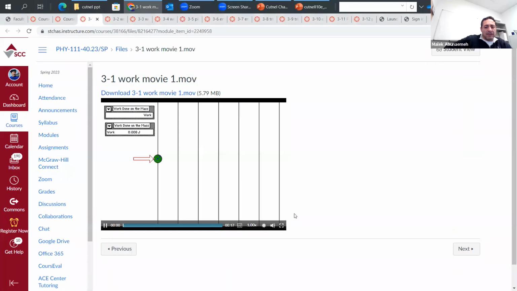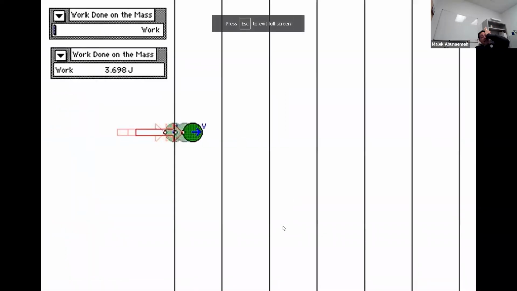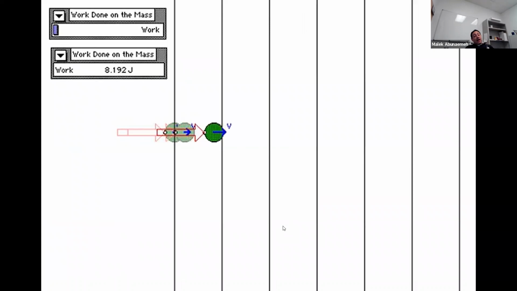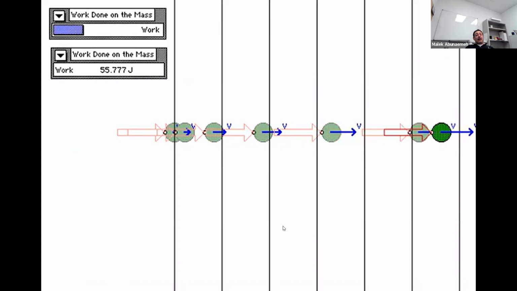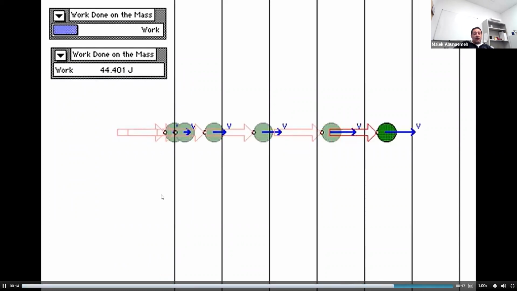All right, so here's the first movie we're gonna watch. In the first one, we have a ball of mass m, whatever the mass is. It's pushing on with a force that's creating a velocity v. Notice, because the work equals your mass times acceleration times your distance, the work is going up. The more you go, the longer it is, the more work you have. And over here, you can see how the work goes on.